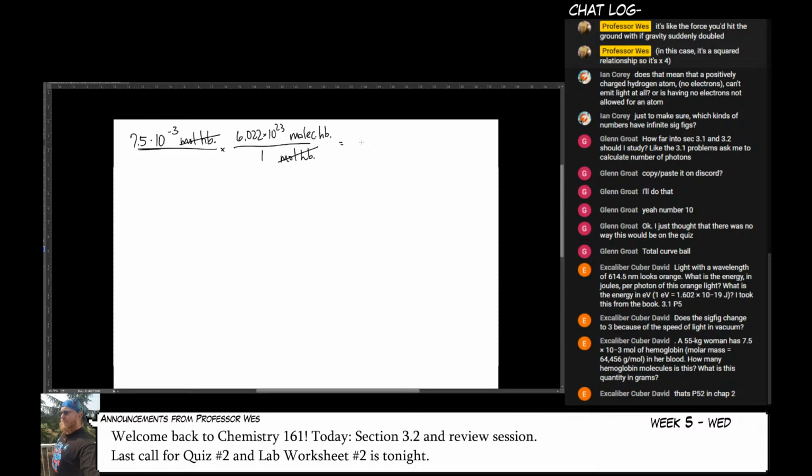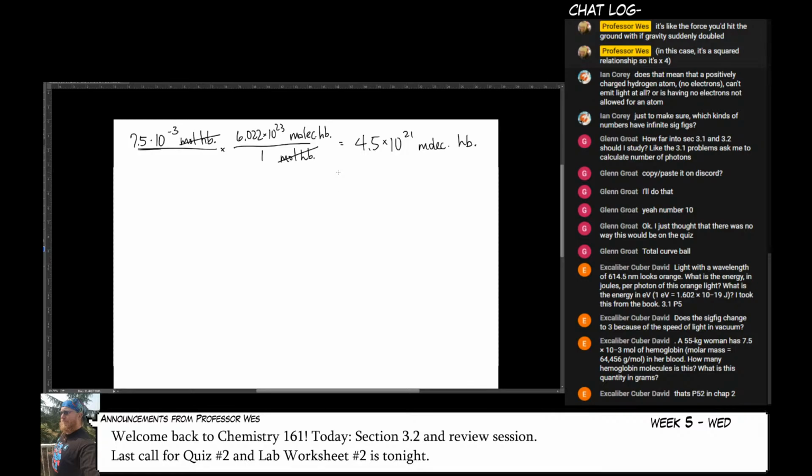I don't know if a molecule is the right term to give for this, because hemoglobin is a protein. I mean, I guess you could have a molecule of a protein. I'm just used to calling it a protein. So 4.5 times 10 to the 21 molecules of hemoglobin. So that would be the number of molecules.